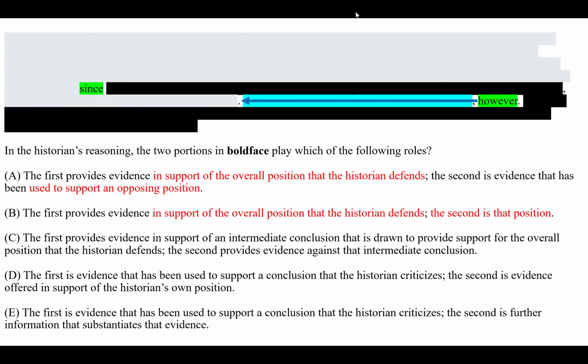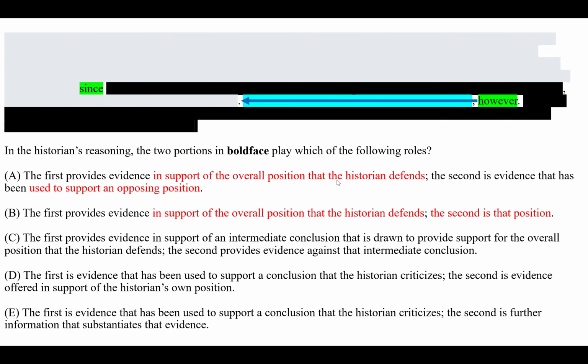Well, it is in support of an intermediate conclusion, but is it the one that supports what we defend, the overall position? No. Again, it's actually the same problem. In C, we're saying, look, this statement is supporting us, but we know that's wrong. The statement is not supporting us. The "however" tells me I'm going the other way. It has to be wrong. So I don't even need to read the rest of C, but I will.